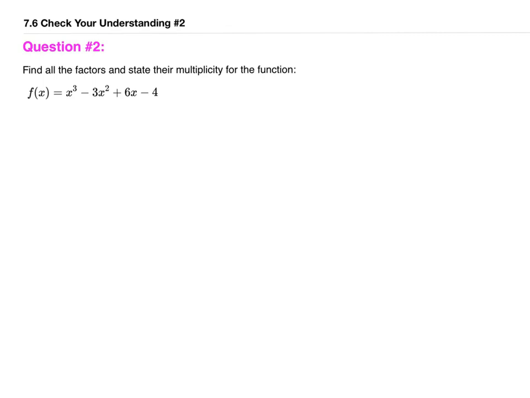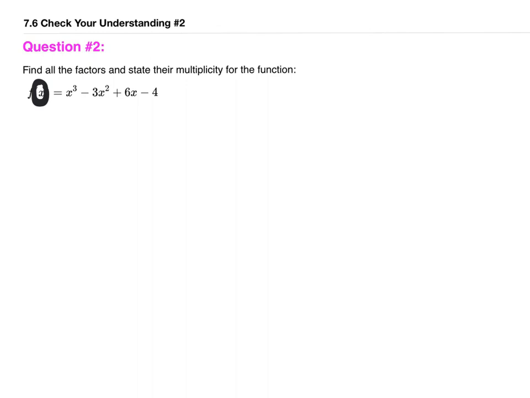In this problem here, we need to find all the factors and then state their multiplicities for this particular polynomial. To find the factors, we really need to find, getting ready to find the zeros. So to do that, we're going to set f of x, or y in this case, equal to 0. And that just means we're going to try to solve it.